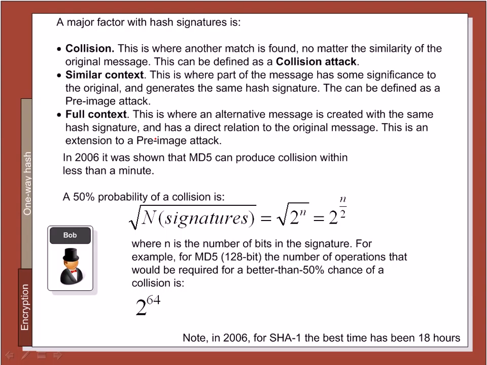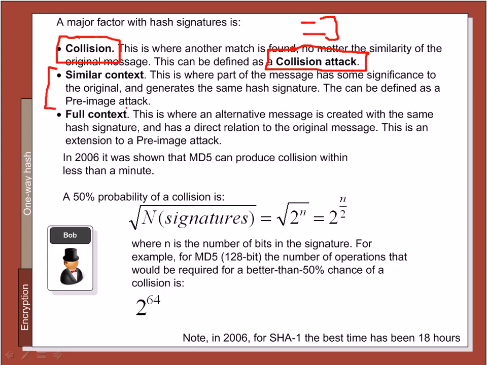With hash signatures, obviously there is a finite number of signatures, so what can happen is a collision, and a collision is where a different message creates the same hash signature. It might be possible to have what's called a collision attack, where an intruder creates another message with the same hash signature.